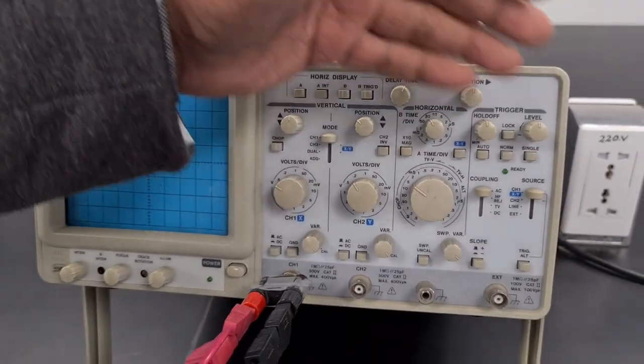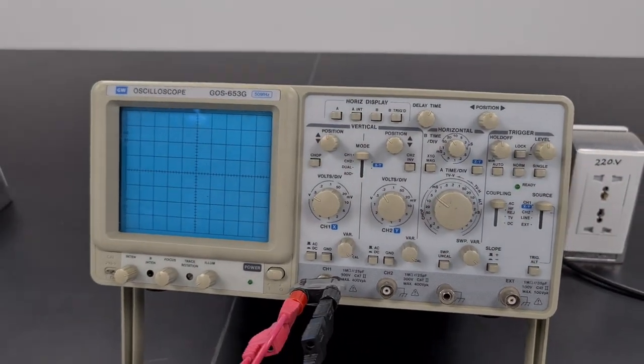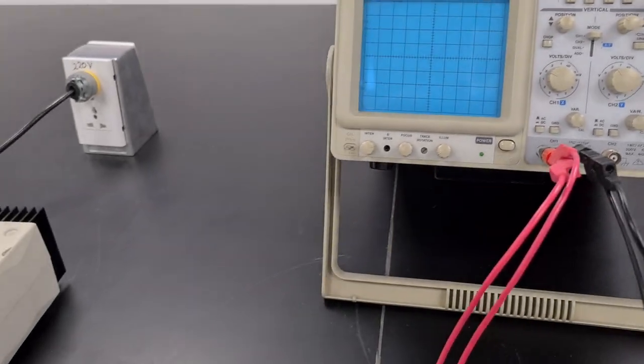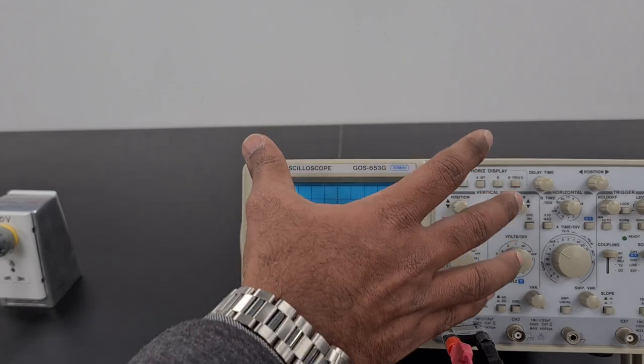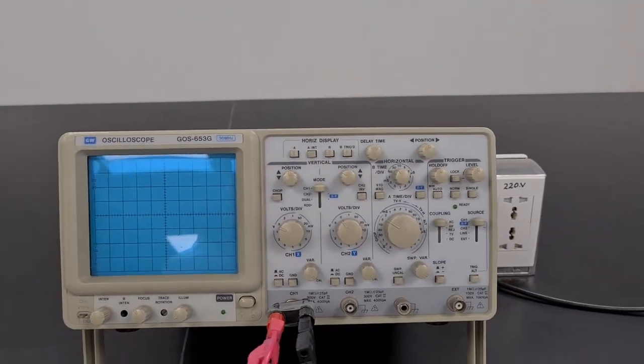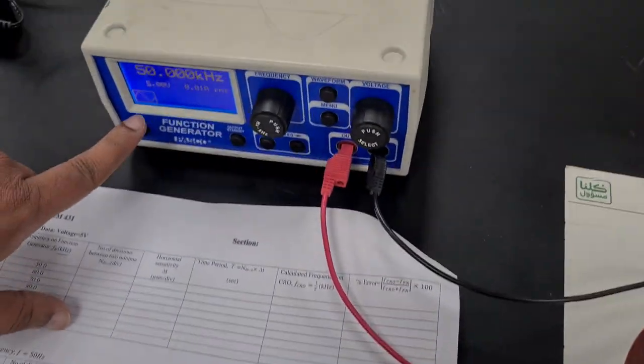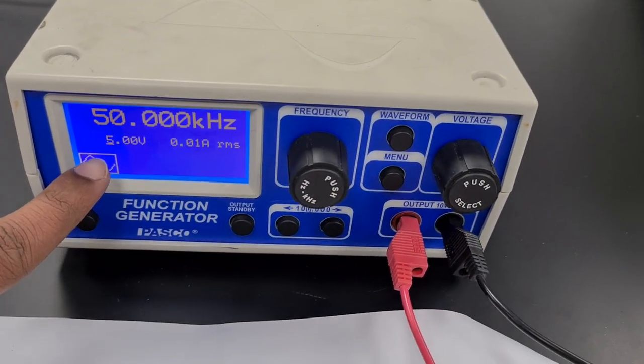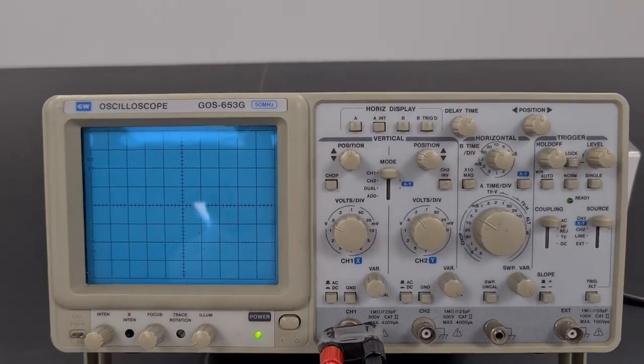Apart from that, there are many functions. I don't want to explain more and confuse you, so it's better to use only these buttons and turning knobs to understand some basic functions. Clear? Okay, we just start here. I already fixed the 50 kilohertz, and also the voltage we said. Now I'm going to turn on this CRO.